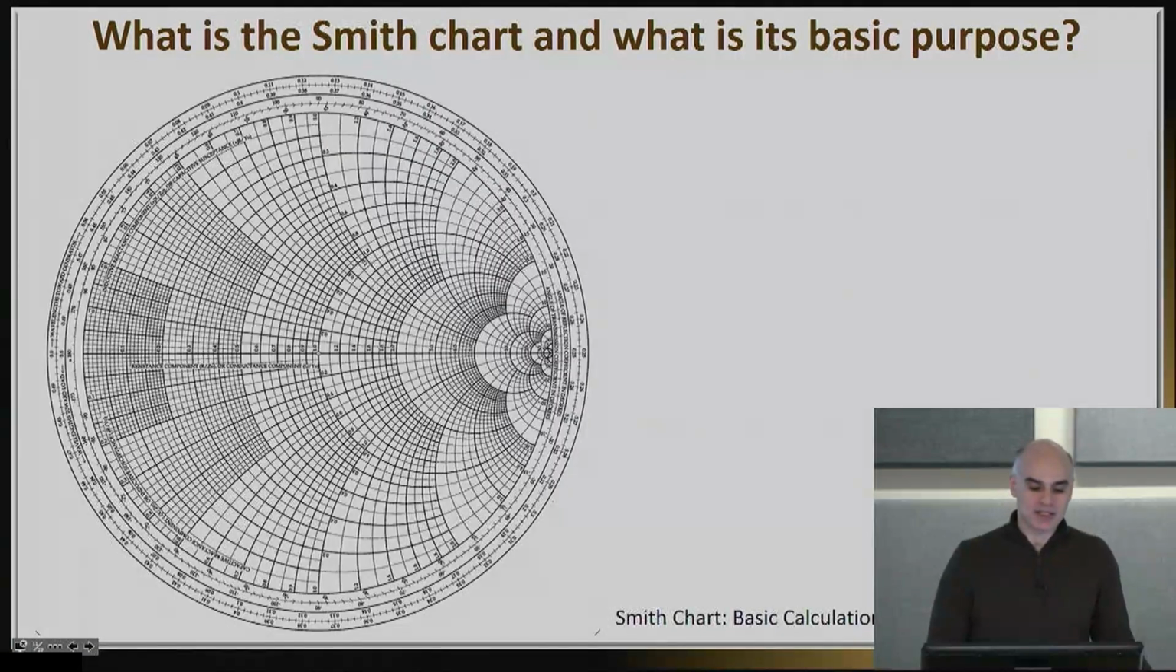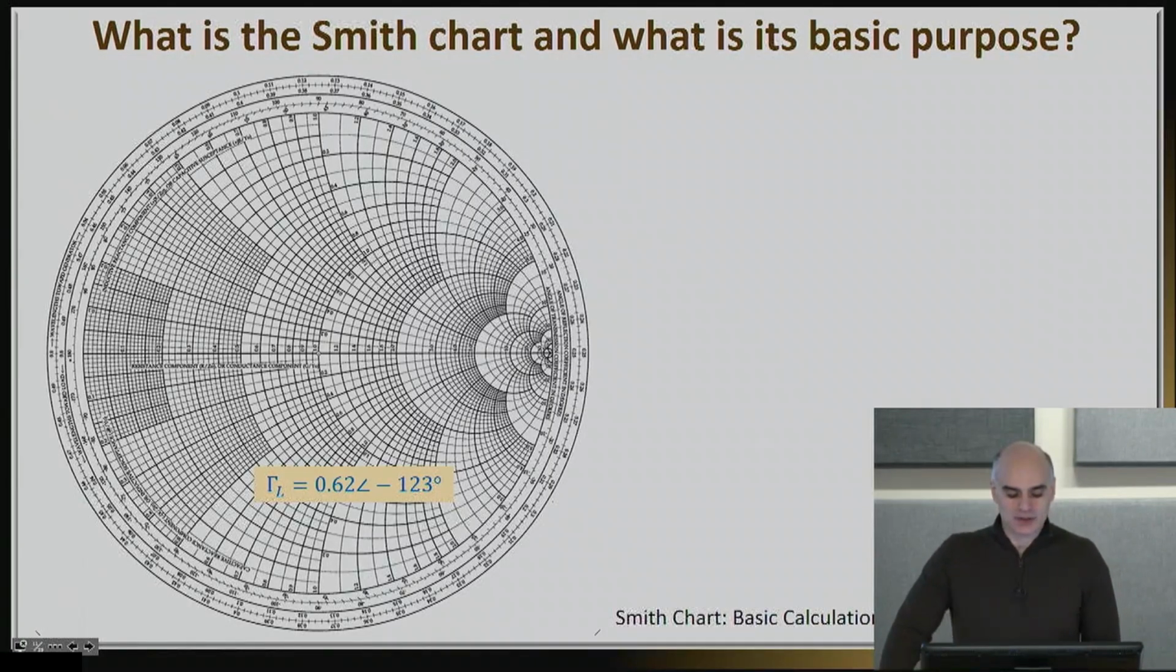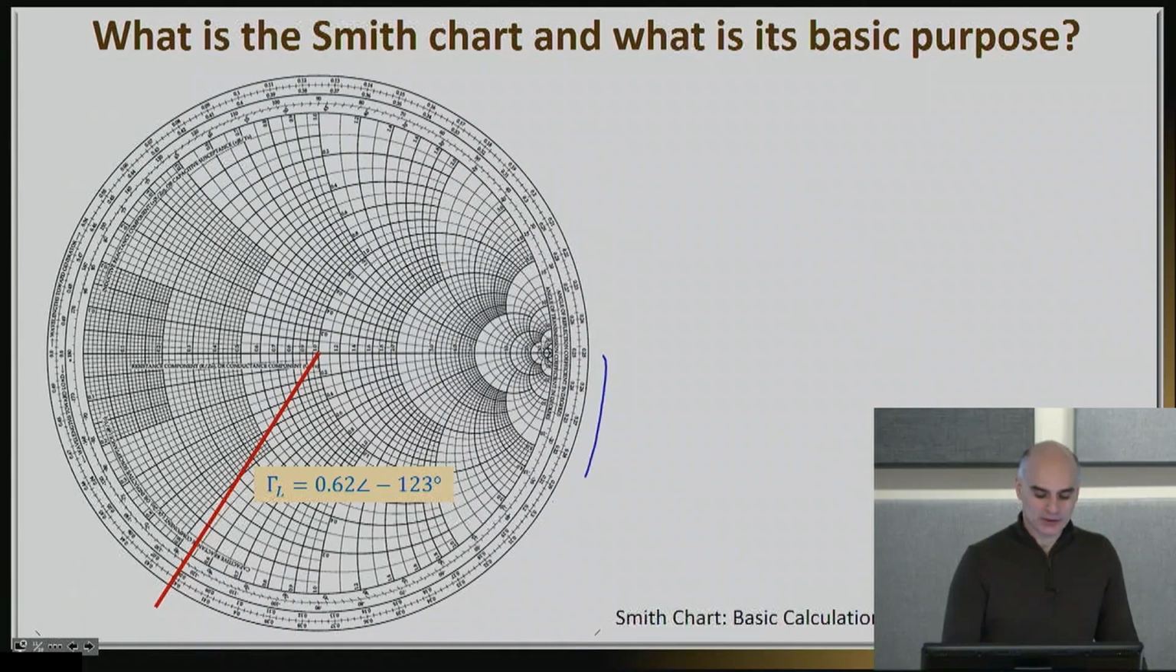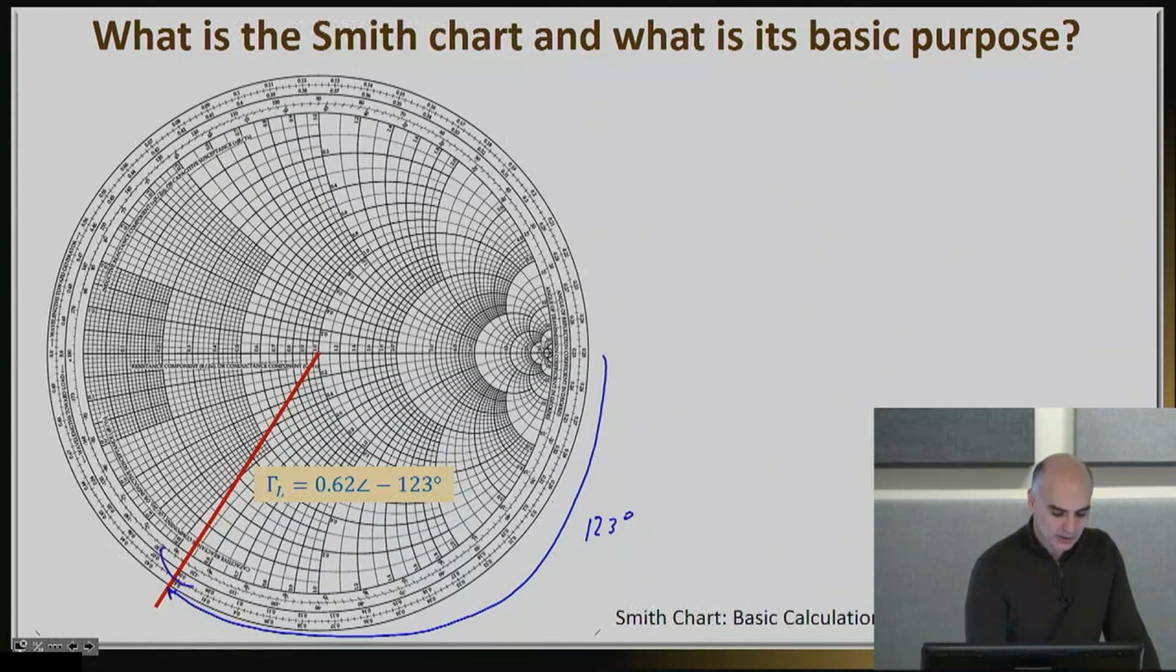Now let's go for another basic calculation. So let's say that somebody says, plot me this reflection coefficient, 0.62 with an angle of negative 123. So again, I will basically go ahead and first of all find my angle. The angle is negative 123. So I have to go ahead and measure all the way down to 123 degrees. Or I can use the scale of angles right here. So this number here is negative 123. And then simply take 62% of the distance between the edge of the Smith chart and the center. So when I take 62% of that distance, I will end up with this point there.